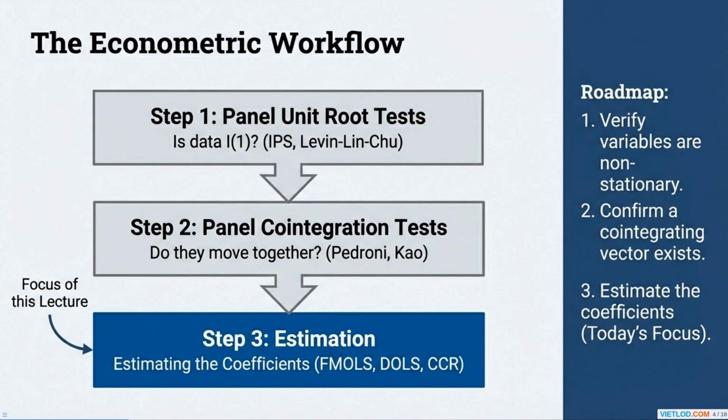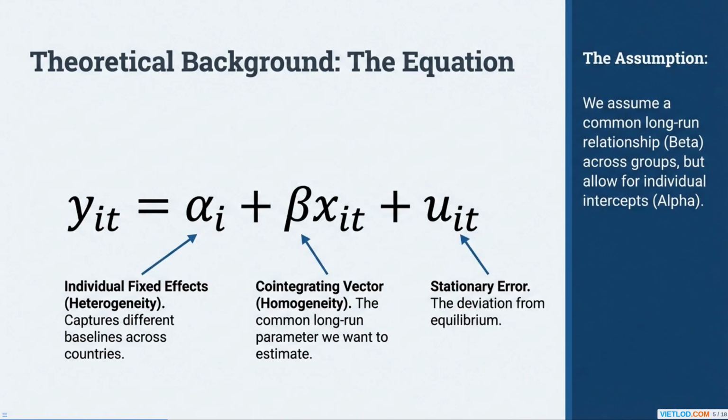The first step is to formally test if our variables are non-stationary, or I(1). We use panel unit root tests like the Im, Pesaran, and Shin, or IPS test, and the Levin-Lin-Chu test for this. Once we've confirmed the variables are I(1), we must then test if they are cointegrated, meaning do they share a common long-run trend? Tests developed by Pedroni and Kao are standard for this purpose. Only after confirming cointegration do we proceed to the final step, estimating the long-run coefficients. This is the main focus of our lecture, where we'll use methods like FMOLS, DOLS, and CCR.